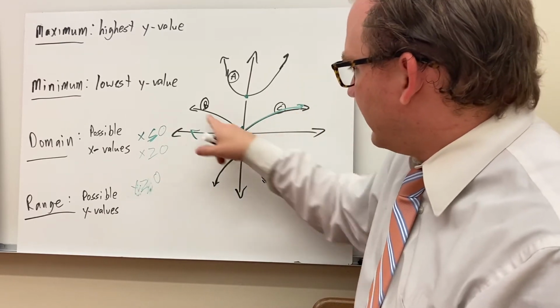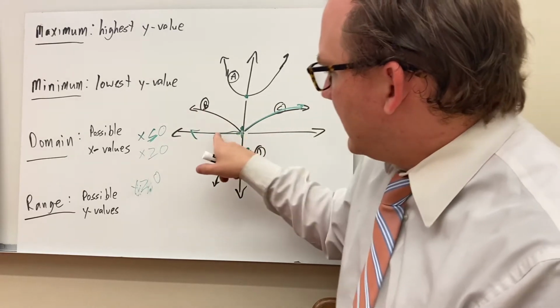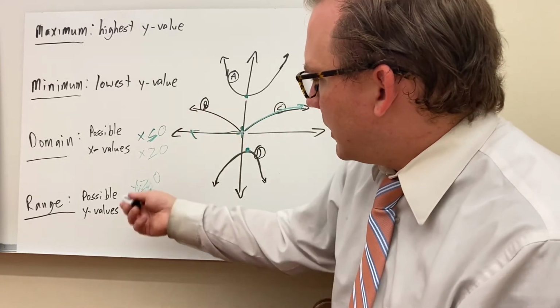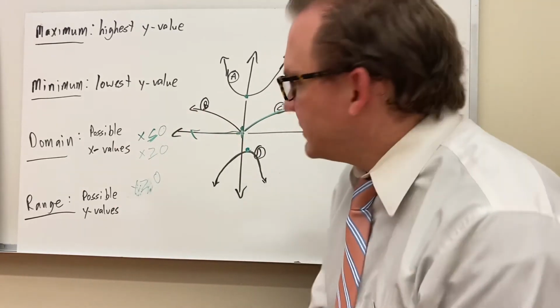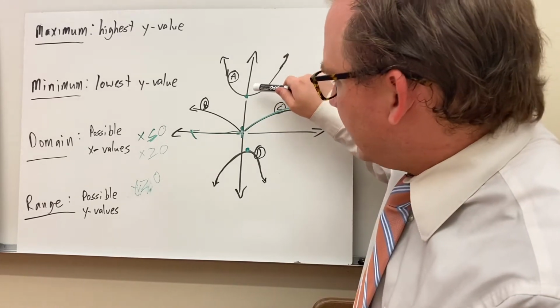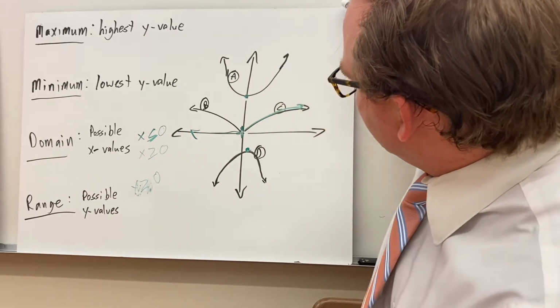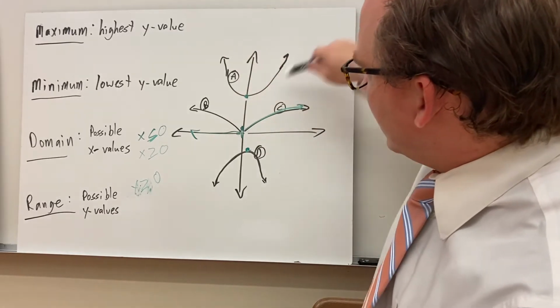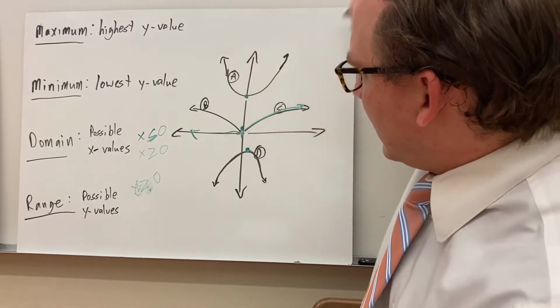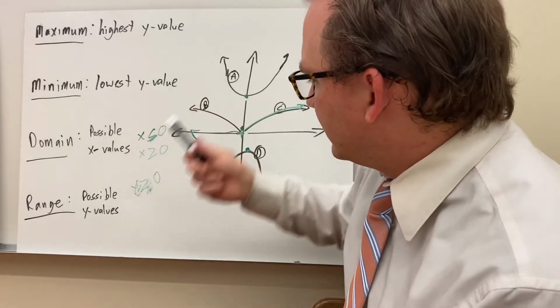Whereas C has a domain of x is greater than or equal to 0. So you have these two different graphs, B and C. They have two different domains, your possible x values. You can have a possible x value of all numbers, like in A. It kind of goes on forever in this direction and on forever in this direction. So all real numbers would be your possible x values in this.